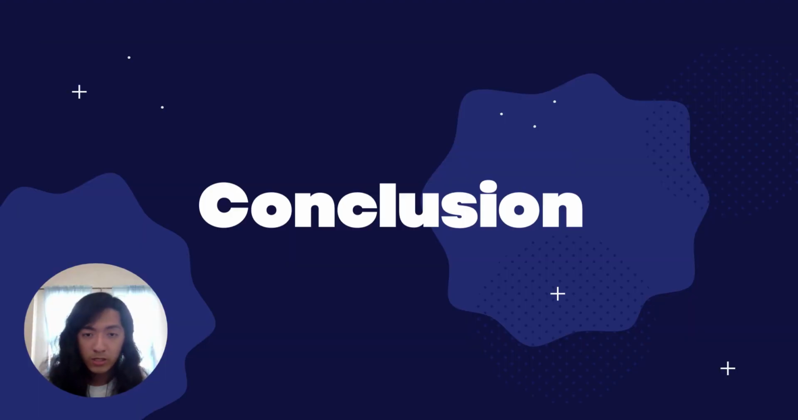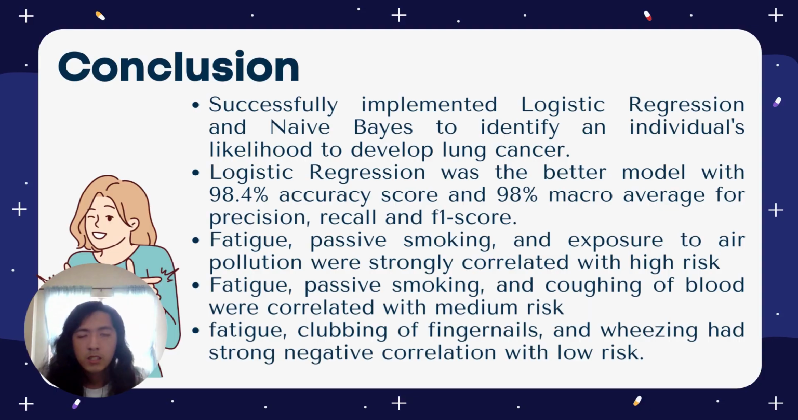We will now move on to discuss our conclusions and our recommendations for this study. Moving on to our conclusions, after successfully implementing logistic regression and naive Bayes to identify the likelihood of contracting lung cancer, we found that logistic regression offered the superior model. We were also able to identify the top 3 predictors for having a high, medium, and low risk of developing lung cancer, with fatigue being the overall best predictor.